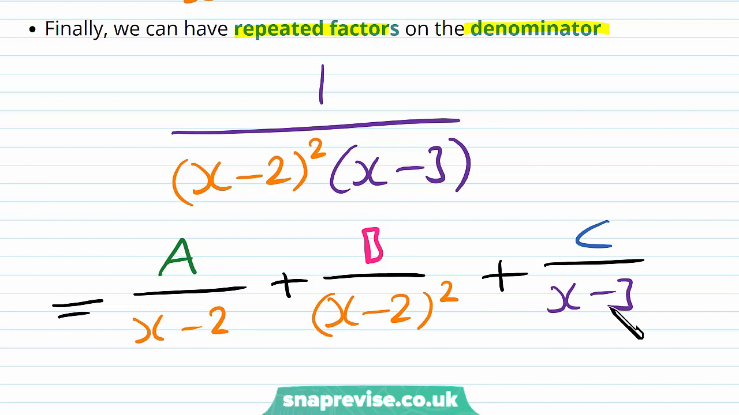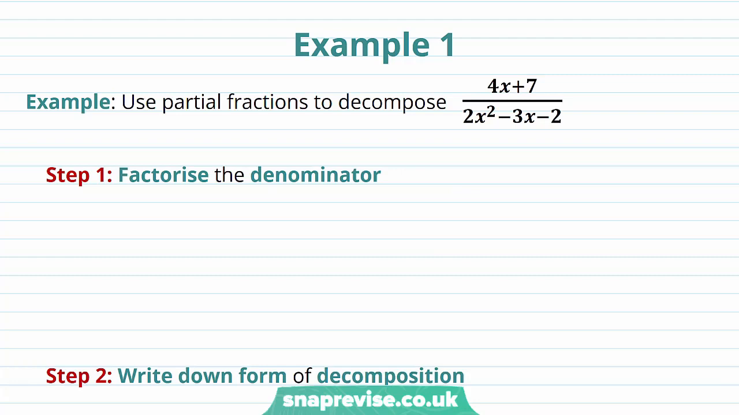In the event that the repeated factor is more than a square, i.e. a cube or a power of 4, and so on, you would keep adding terms corresponding to each power. Let's take a look at some examples.